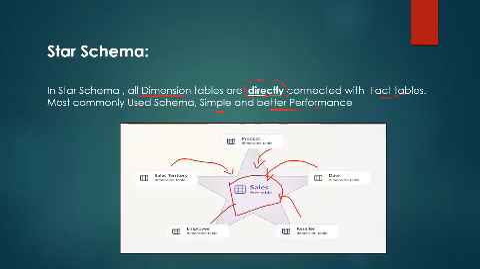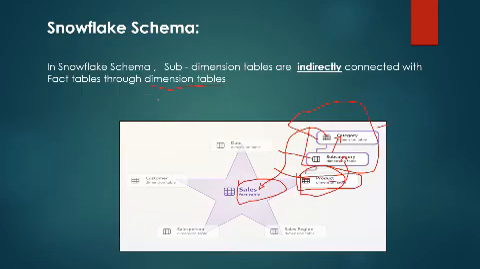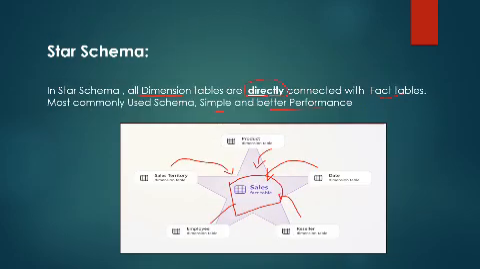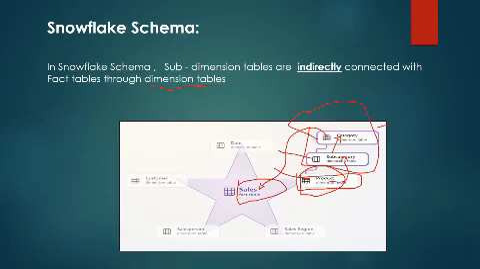And the next topic we covered is schemas, how tables are connected. The designs we call schemas here. What are the schemas we have? Star schema and snowflake schema. If dimensions are directly connected to the fact table, that is considered a star schema. If subdimensions are indirectly connected to fact tables through a dimension table, it is called a snowflake schema.